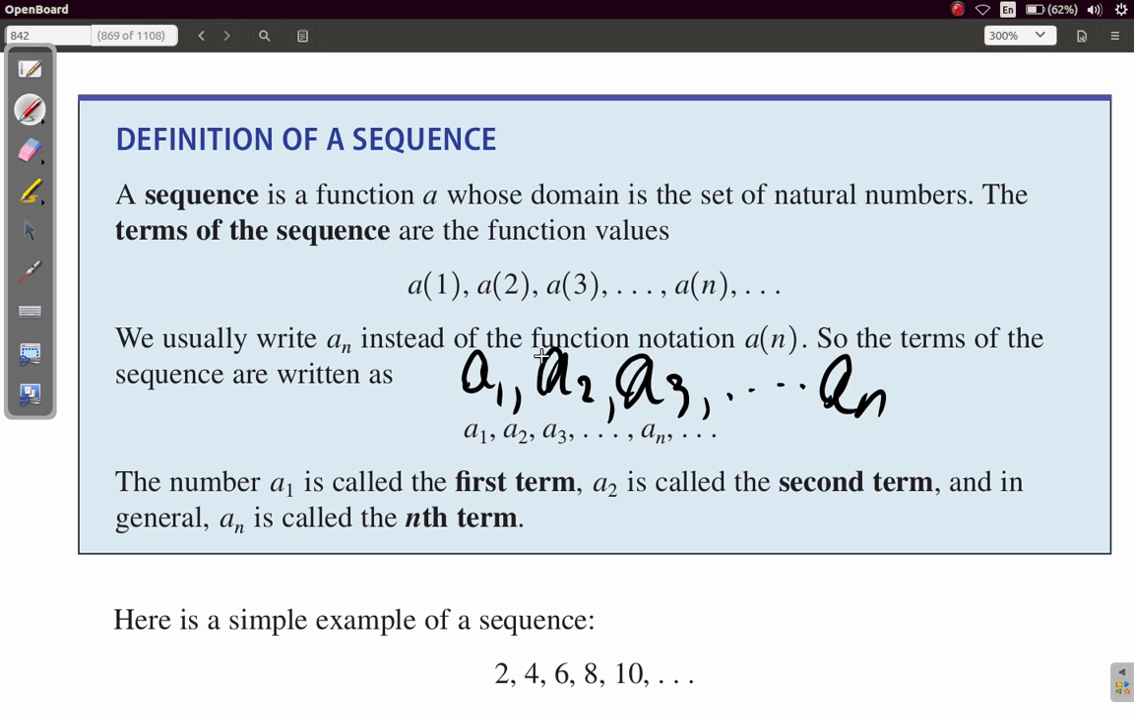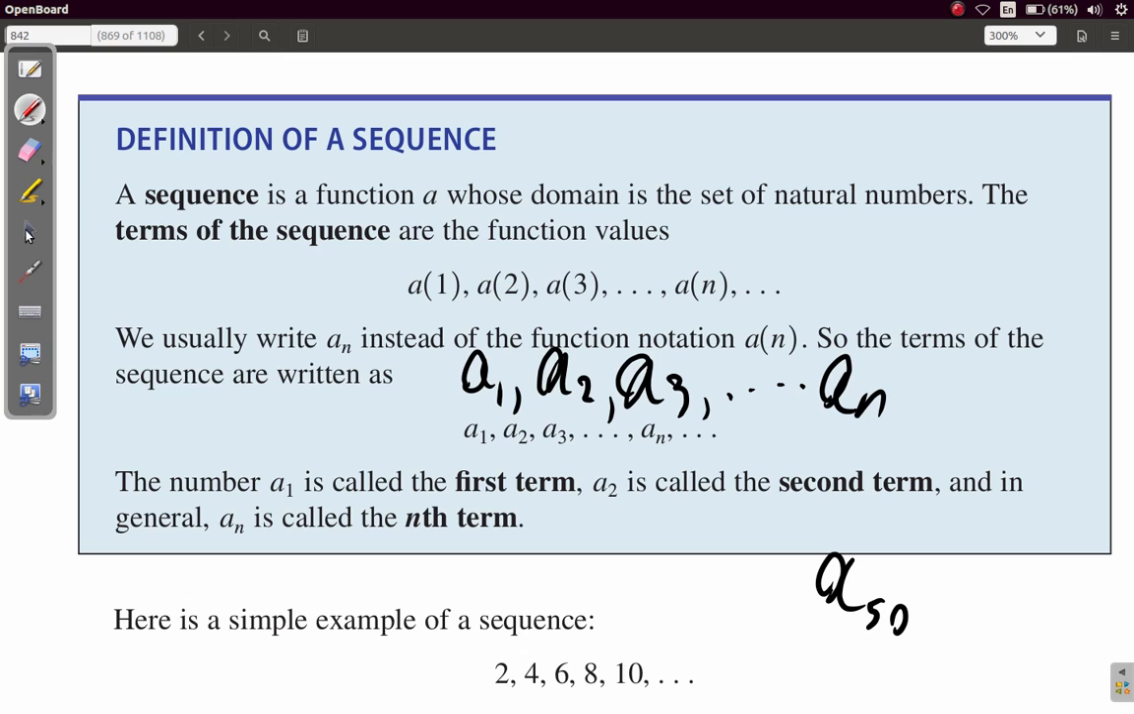A is the letter generally used. You might see other books, other websites that use a different letter, but it's generally a that is used. Alright? So the number a_1 is called the first term, a_2 the second term, and so on. So the nth term would be a_n. For example, the 50th term would be a_50, and so on.